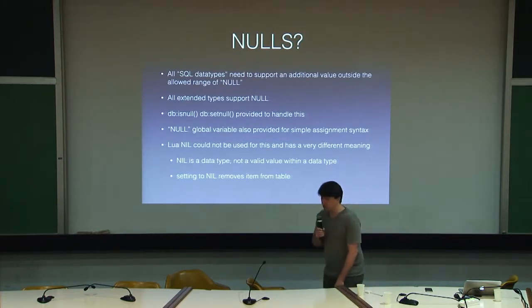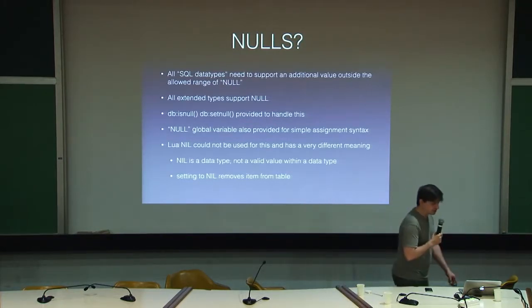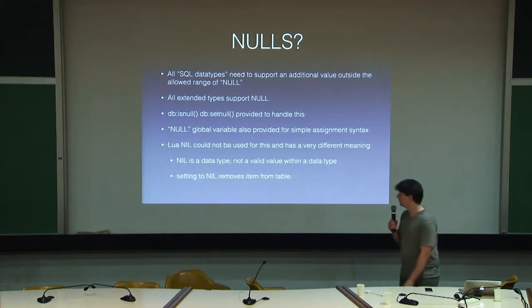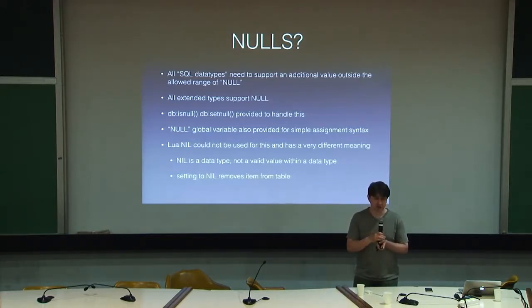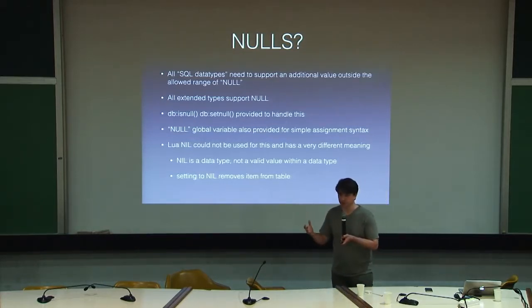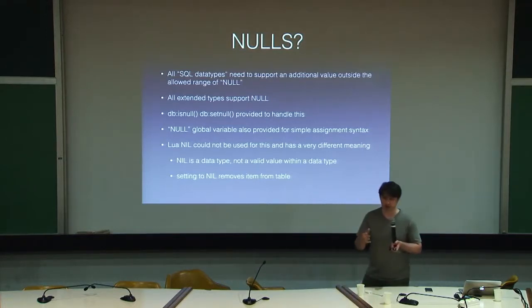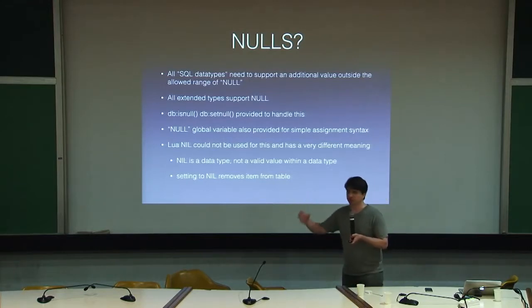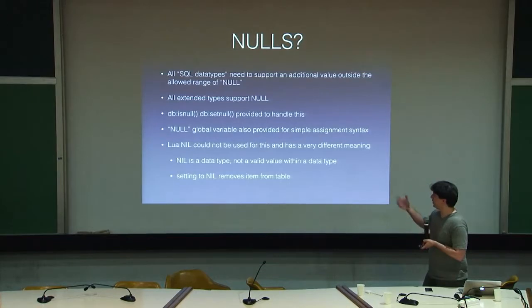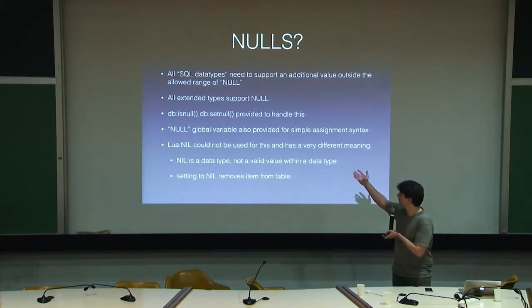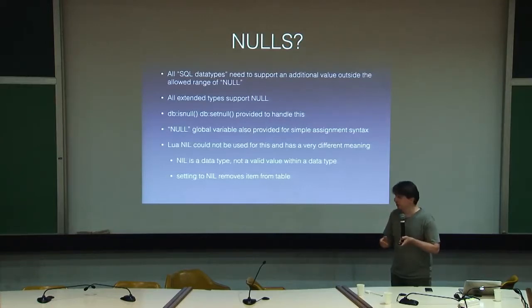Another thing we had to extend was nulls. So Lua has nil, obviously, but that's not quite the same. So in SQL, we have the notion of every data type has a special value, and that value has to be outside of the representable range too. So for example, if your number is able to store 0 through 10, there's another value called null outside of that range that needs to be represented. So we added in some helper functions. You can set null, you can get null. There's a null global variable, it's just syntactic sugar really.